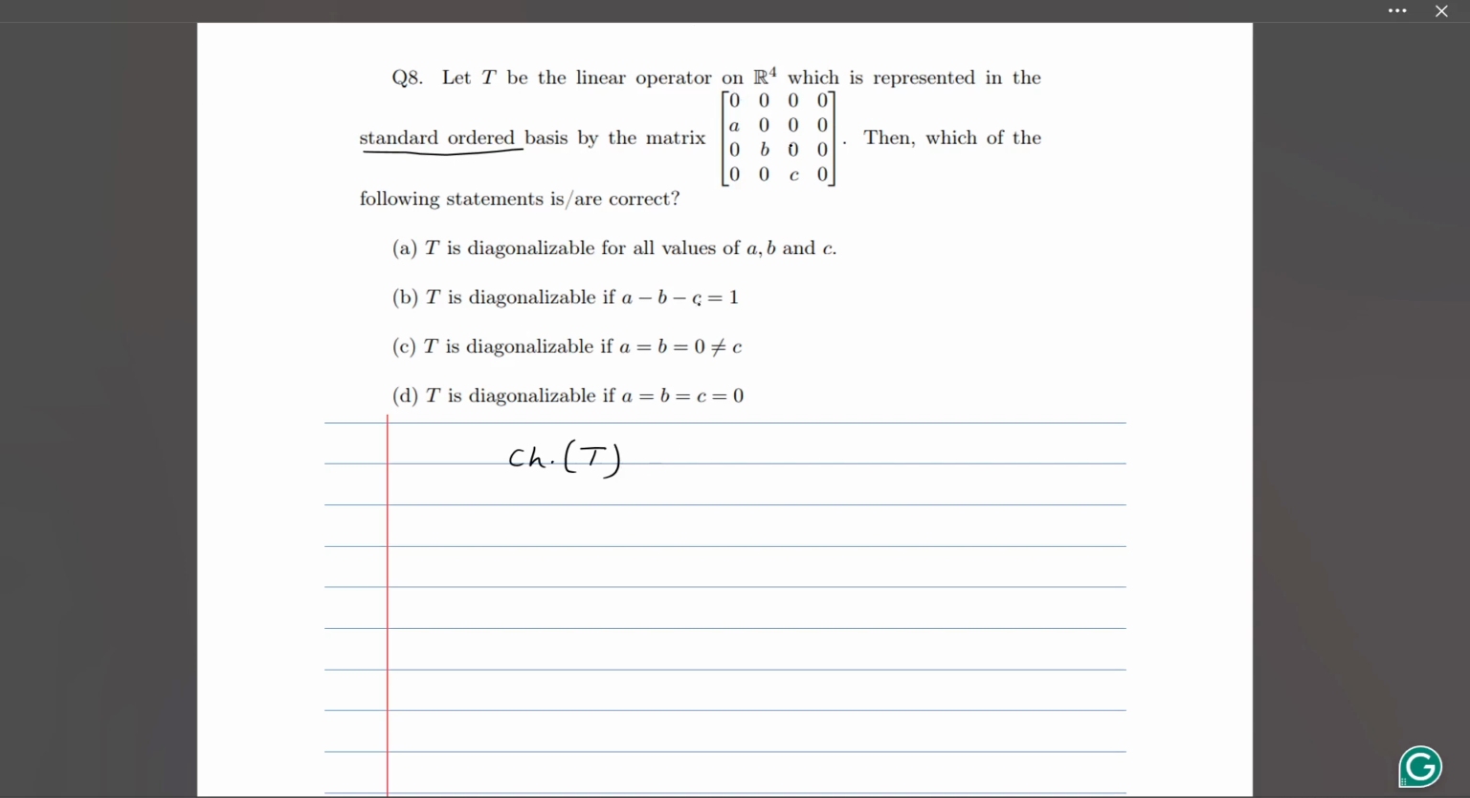Here, this is a lower triangular matrix where the diagonal entries are 0. So this is nothing but the product of x minus 0 four times. I'm writing it here like this, but you understand. So this is nothing but x power 4. Calculate the determinant of A minus xI, it will become x power 4. So the only eigenvalue is 0.